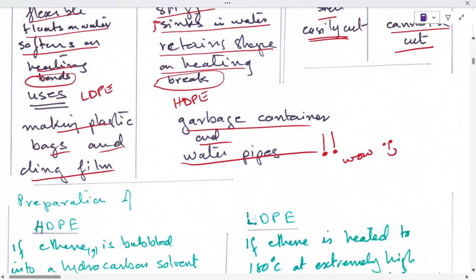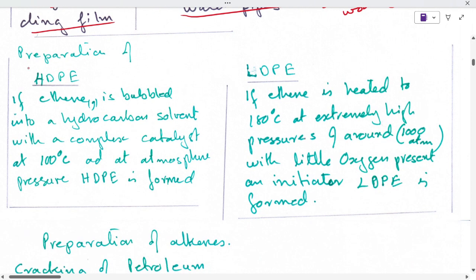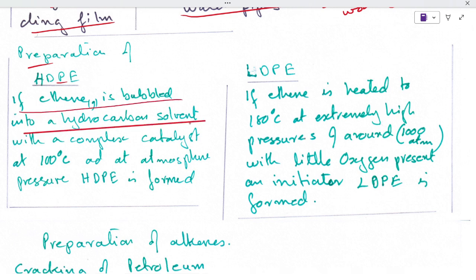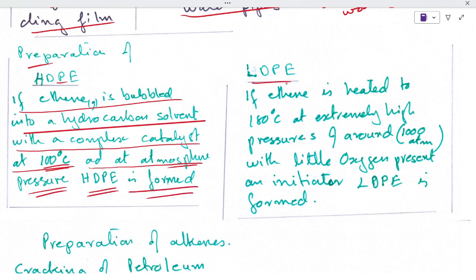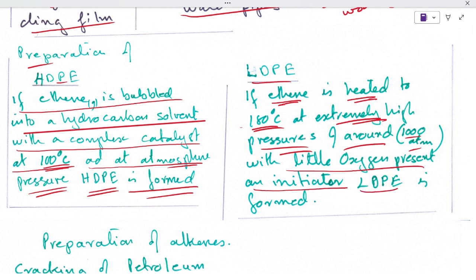So the preparation of HDPE: if ethene is bubbled into a hydrocarbon solvent with a complex catalyst at 100 degrees centigrade and at atmospheric pressure, HDPE is formed. Whereas LDPE, if ethene is heated to 180 degrees centigrade at extremely high pressures of around 1000 atm, atm stands for atmosphere, with a little oxygen present as an initiator, LDPE is formed.